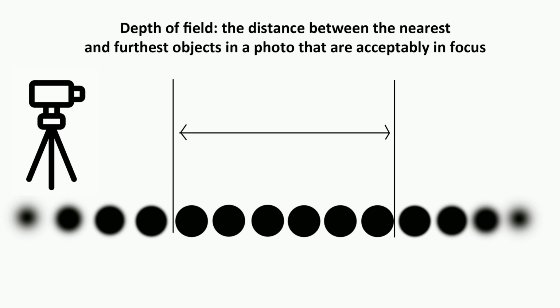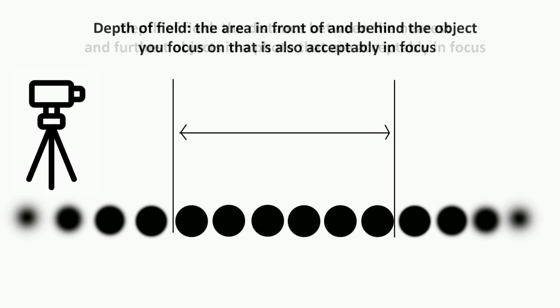That's not a bad place to start, but to me it doesn't quite tell the whole story, because it could have you believing that the depth of field starts at the first line in this diagram and ends at the second line. So I work on a slightly different definition. Depth of field is the area in front and behind the object you focus on that is also acceptably in focus. So now we alter the diagram to show that the depth of field starts at the point of focus and extends outwards a certain distance towards and away from the camera.